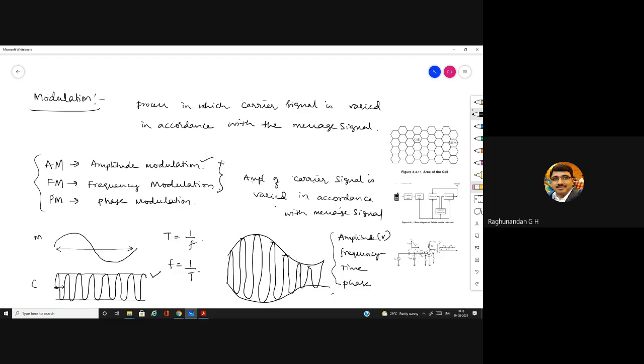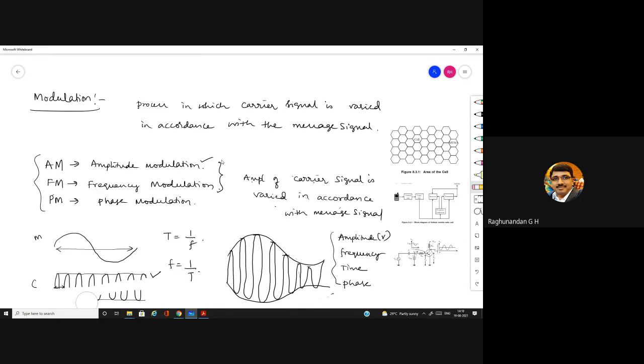This kind of modulation is known as amplitude modulation. So variation of the amplitude of the carrier signal in accordance with the message signal, keeping phase and frequency constant, is known as amplitude modulation. So here only the amplitude is changed, its angle or its phase or frequency is not changed. This kind of modulation is known as amplitude modulation.